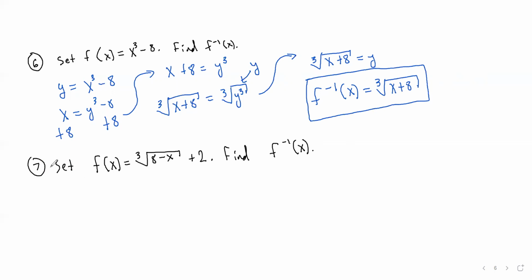So now let's look at 7. We have f(x) is the cube root of 8 - x, plus 2. We want to find f inverse of x. So let's first set, instead of f(x), a y. And this is equal to the cube root of 8 - x, plus 2. We interchange x and y, so we have x equals the cube root of 8 - y, plus 2.